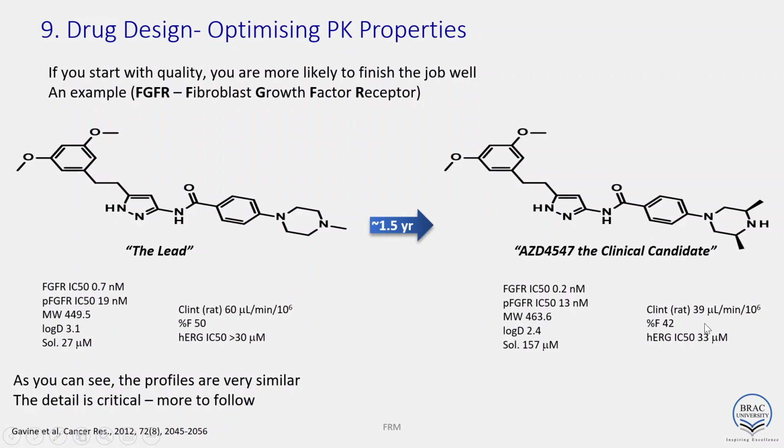This is another important fact, because this feature, 60 microliter, is quite high. That means the liver is clearing the blood at 60 microliter per minute.